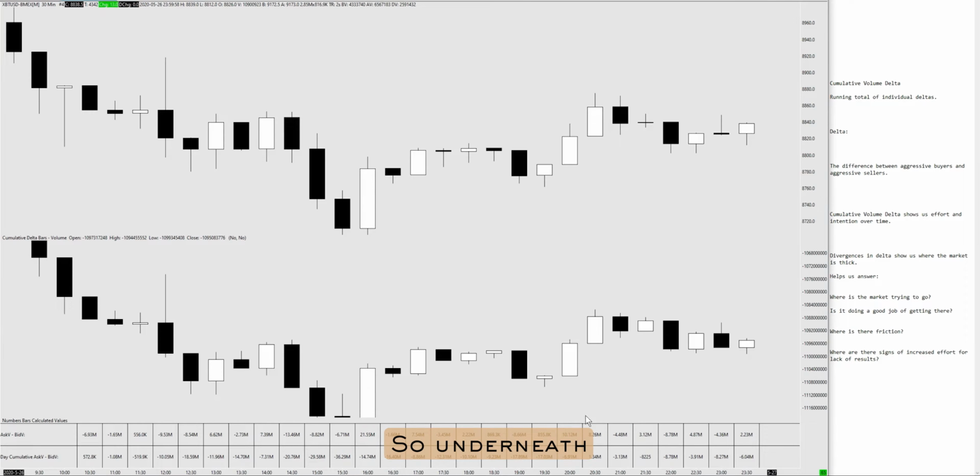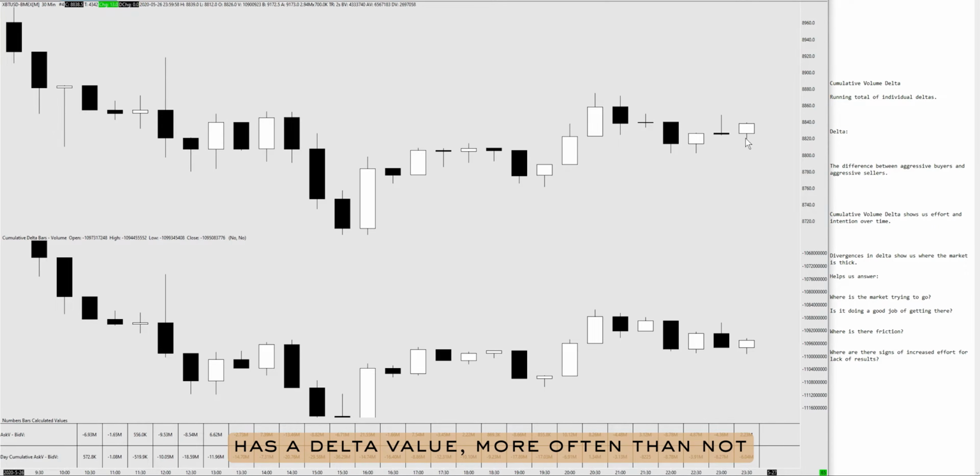Underneath that, we have the numbers bars calculated values. What this is showing us right here is the ask volume minus the bid volume, and that's the delta. You can go into this and change the settings so that it says delta. And if you remember from the last video, the delta is the difference between aggressive buyers and aggressive sellers. So each one of these candles has a delta value. More often than not, and I say more often than not because it's not all the time, a candle that closes higher than where it opens is going to have a positive delta, and a candle that closes downward, meaning closes lower than where it opens, is going to have a negative delta.